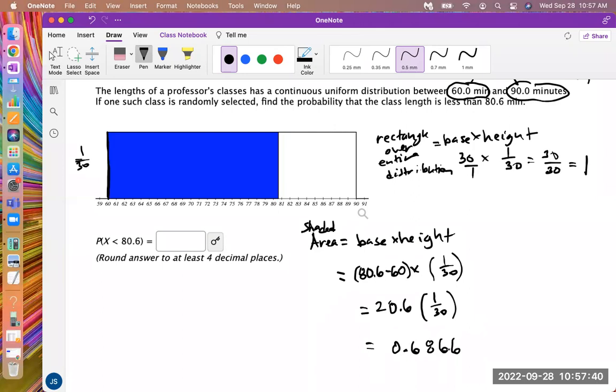The actual number is 0.686, and the sixes probably go on forever. But if I round to 4 decimal places as they want, they say round the answer to at least 4 decimal places. So I'll just do 4 decimal places. 0.686, and because the next digit is a 6, and it's 5 or greater, I would add 1 to the 6 and get 7. So that's our final answer here, 0.6867. Thanks for watching.